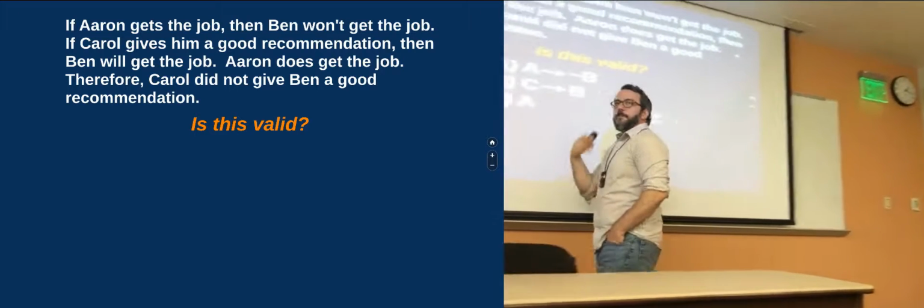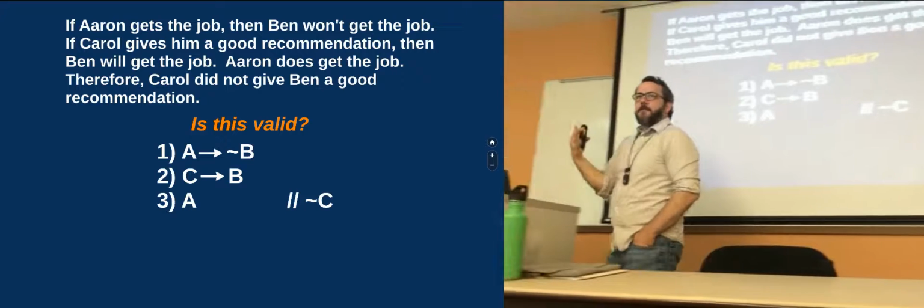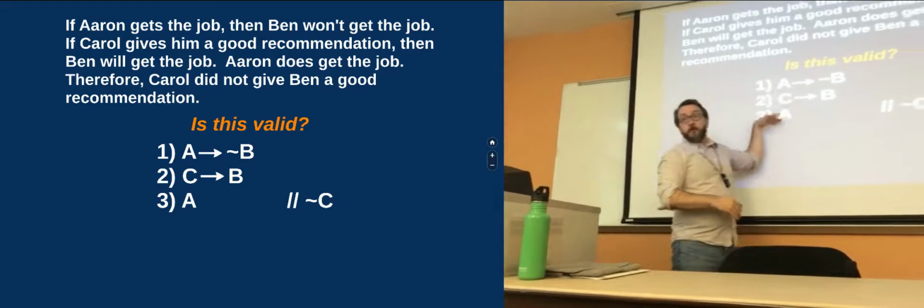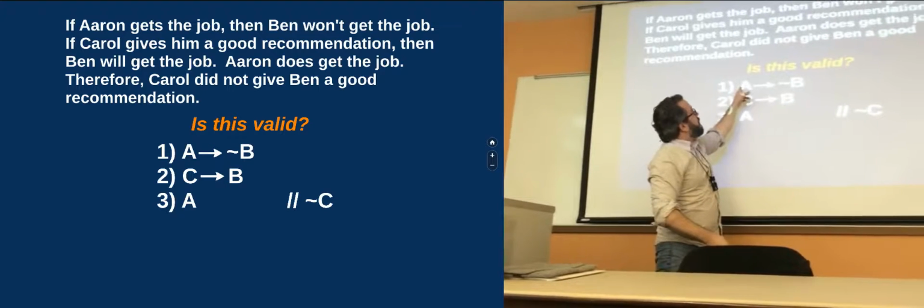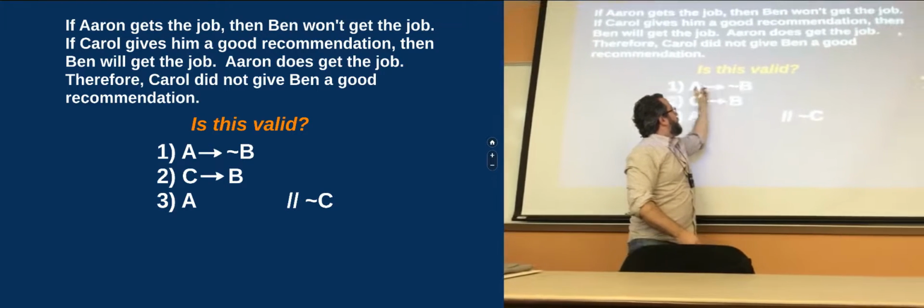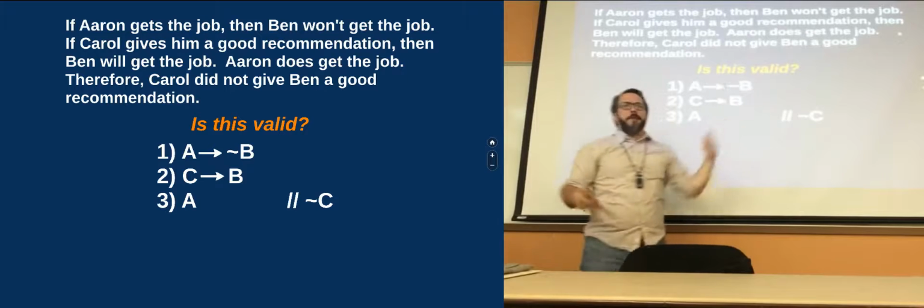And the way that I'll set this up for natural deduction is I list each of my premises. First, I formalize them. I put them in my formal language. So if Aaron gets the job, then Ben won't get the job. If A, then not B. Why not, right?